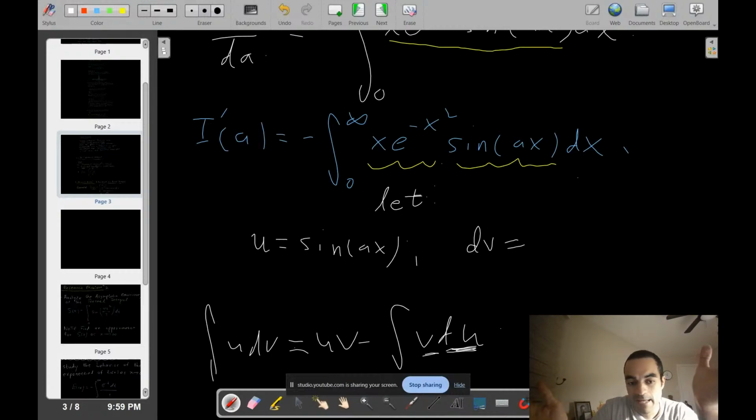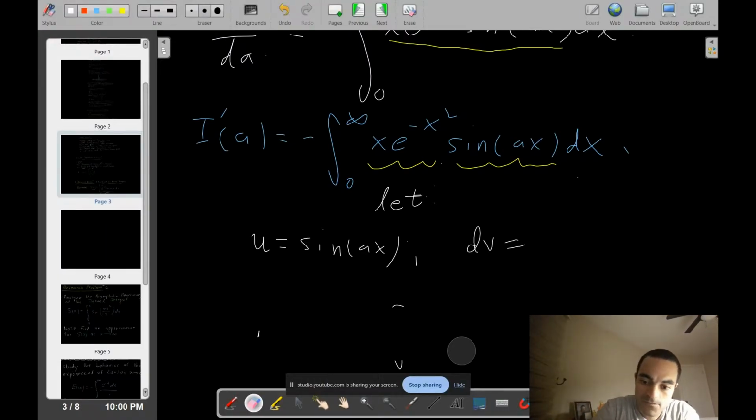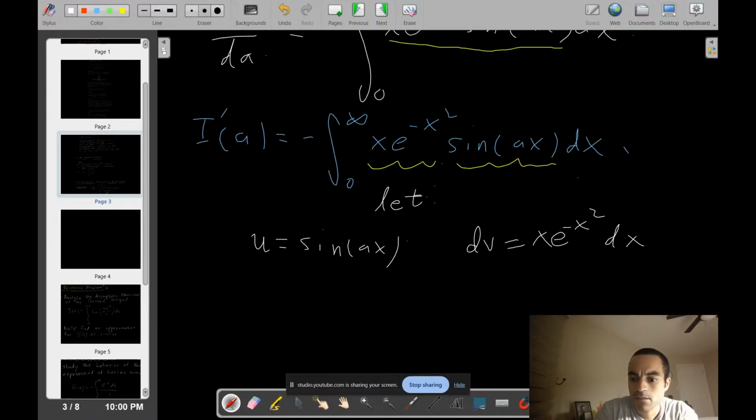There's no way I'd be able to integrate x times negative 2x e to the negative x squared plus x, and then multiply by v, my antiderivative. It would be like a catastrophe, a monster practically, right? So quite often with integration by parts, your integrals become cleaner and simpler. If not, more likely it's incorrect, and you're choosing the wrong u and dv. So I'm choosing u to be sine ax, and my dv to be x e to the negative x squared dx, if that makes sense.